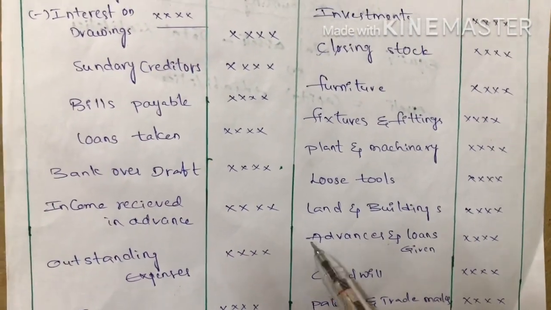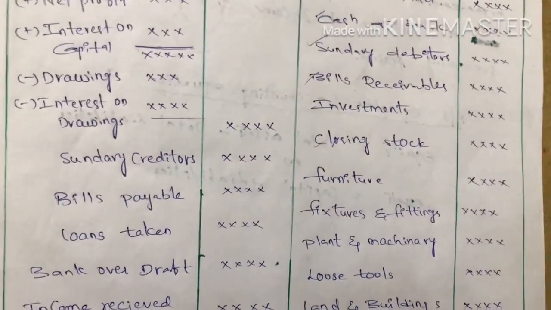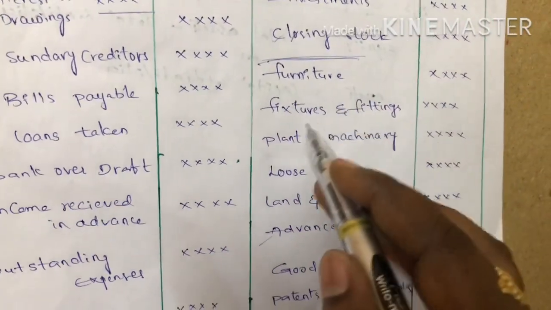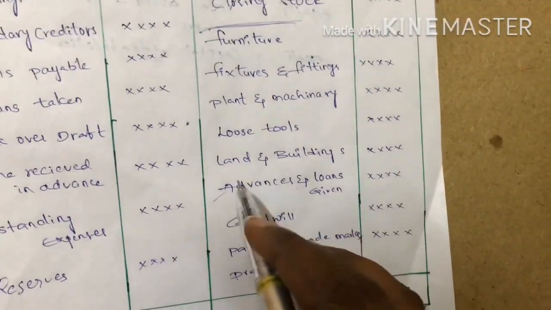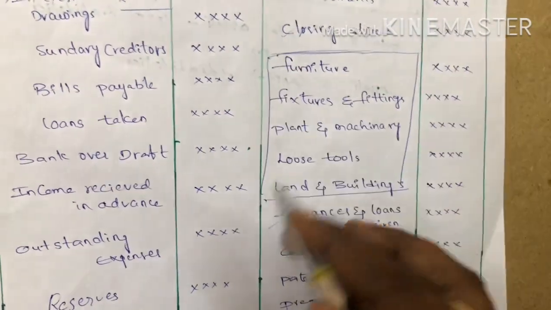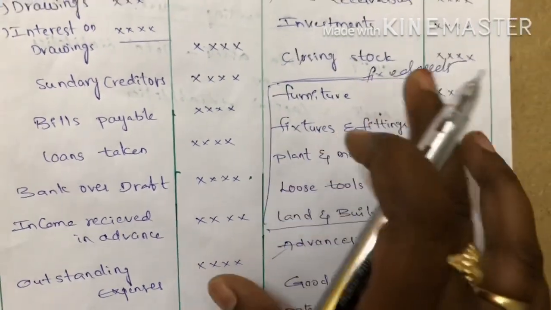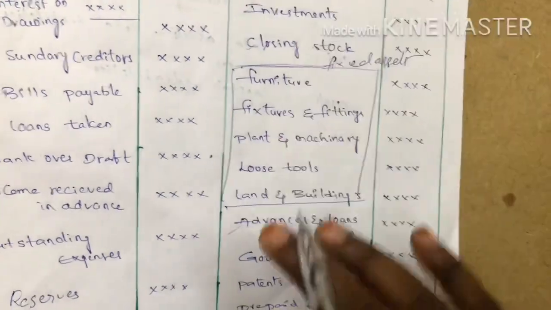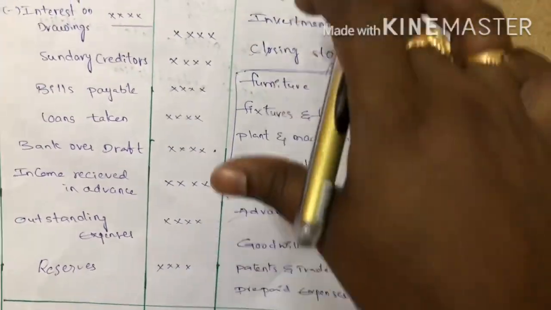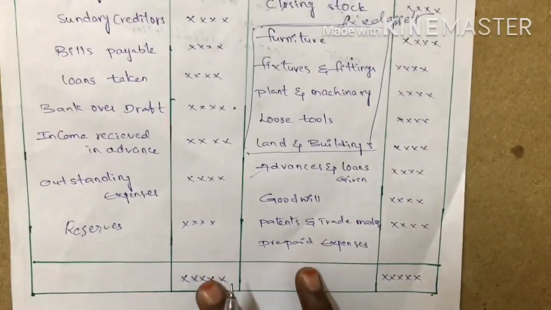Advances and loans given, these all are current assets. Furniture, fixtures and fittings, plant, land and buildings, these all are fixed assets. Simply, I can write all the assets like this. I can tell you the point of what the fixed assets are and what the current assets are, simply. So this is the balance sheet.